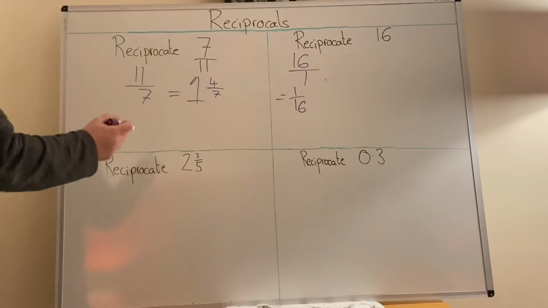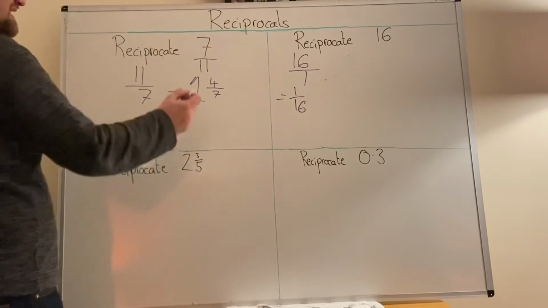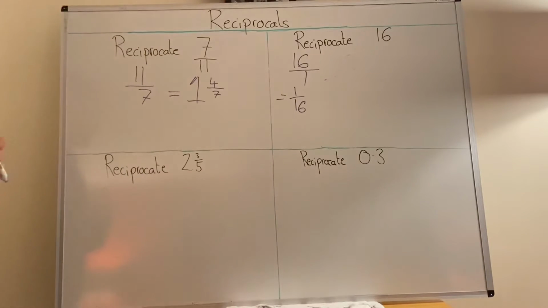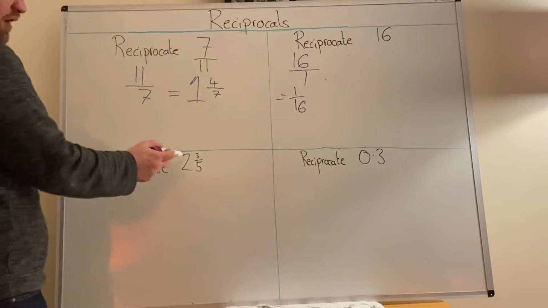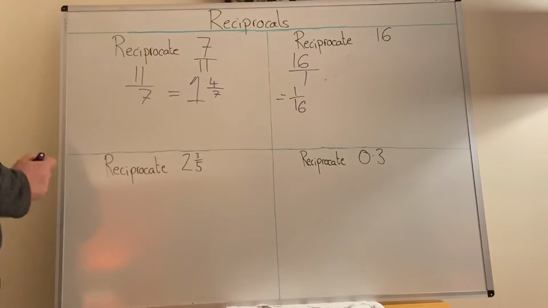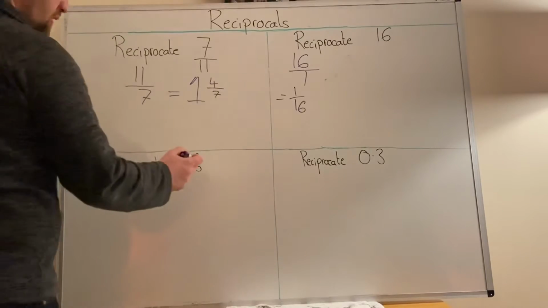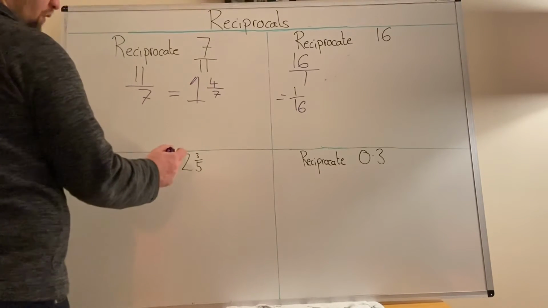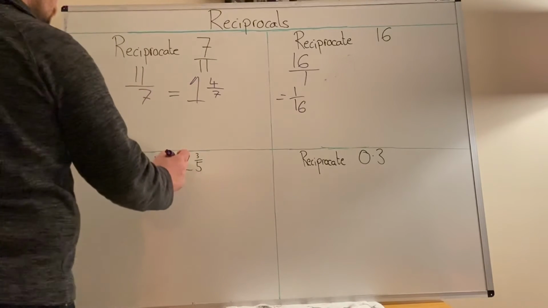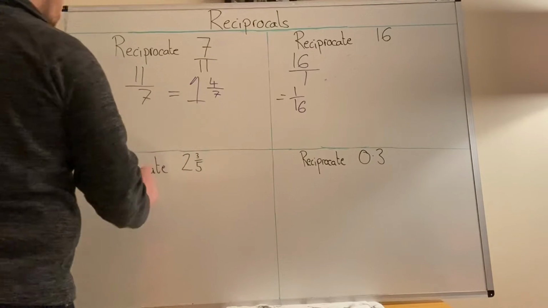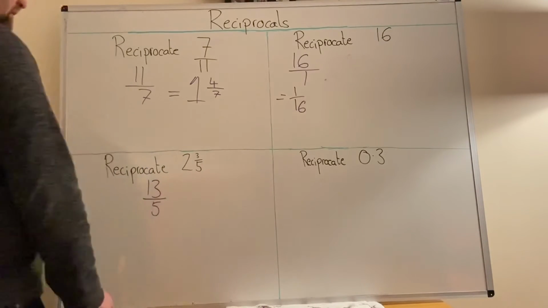Now, if you look at this one, this question here is this one in reverse. When you've got a mixed number, and when I say mixed, we've got whole numbers and we've got fractions, we need to put it, first of all, into a top-heavy fraction. So we do our denominator times our whole number, add the numerator. So we do 5 times 2, which is 10, add the 3, so we have 13 over 5.